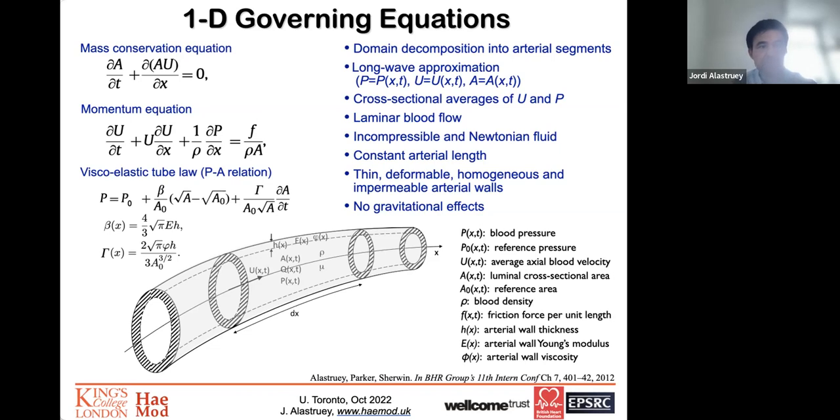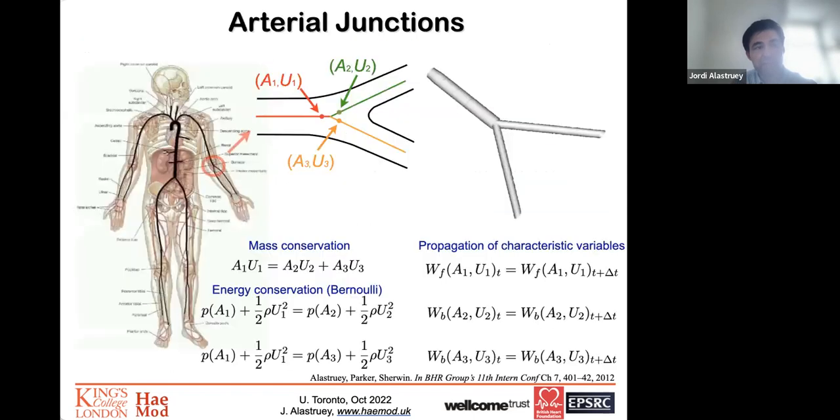And there is a third equation, which is called the tube law, that relates changes in blood pressure to changes in cross-sectional area, taking into account the material properties of the arterial wall, such as the Young's modulus, which is a physical measure of arterial wall stiffness. So we solve these governing equations for each arterial segment using an in-house finite element method.